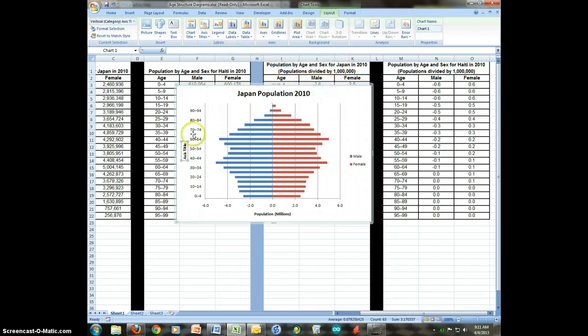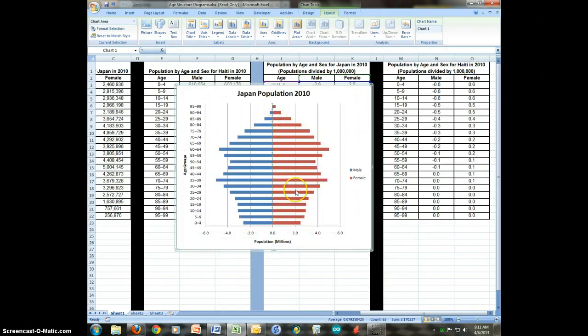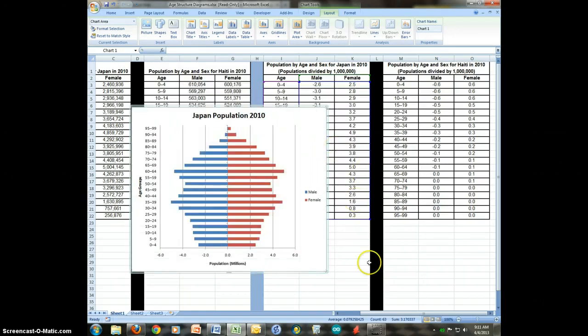I'm going to do a rotated thing. And since these are age groups, I'm just going to call them age groups. Okay. So now, this graph is done for the Japan population in 2010. And you can see how the population changed over time. And there's some interesting trends to look at and answer questions about.